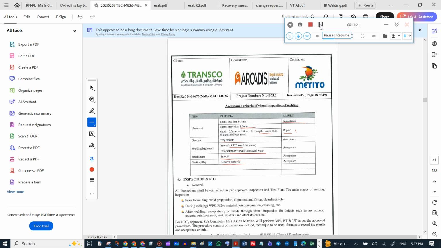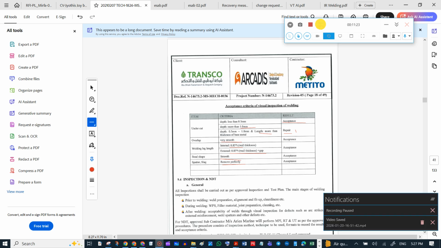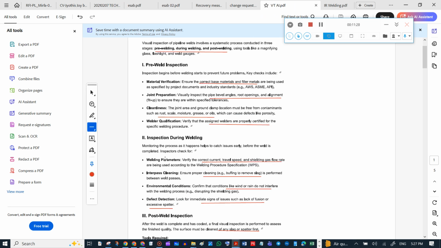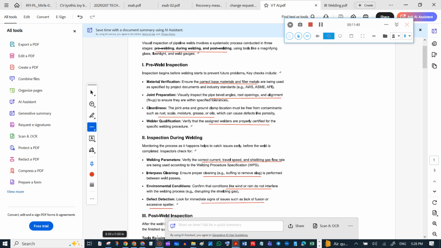We go further with VT analysis. Welding parameters we have already discussed. Again, we will discuss the correct current, travel speed, shielding gas, gas flow, etc. Shielding gas is not needed, we are using SMAW, so there is no shielding gas. Correct current and travel speed. Travel speed we discussed already.